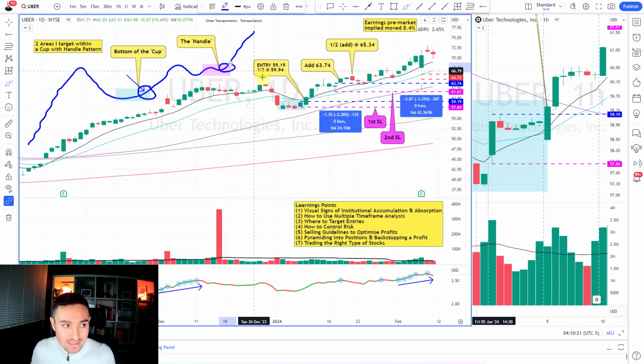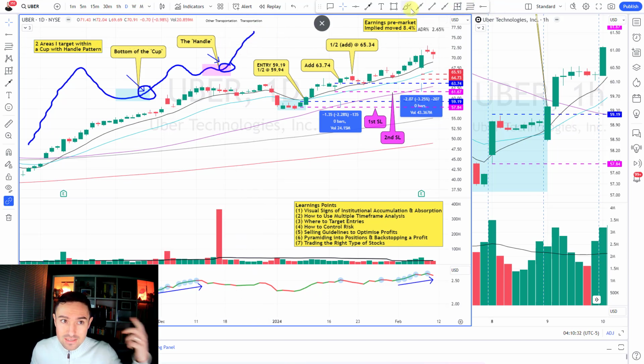Okay, when I'm looking to enter here, my expectation is Uber should basically just power out of this handle here, whatever cup and handle it should be. If my timing is on, I'm expecting the stock to just go. I'm then expecting a testing action. So this is then a mental framework.